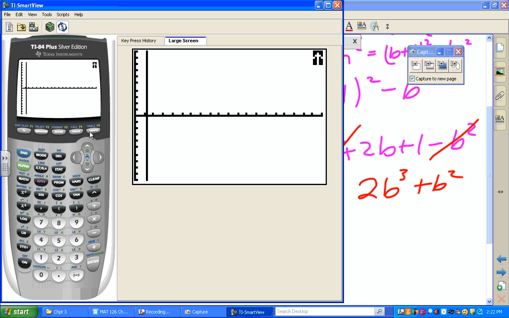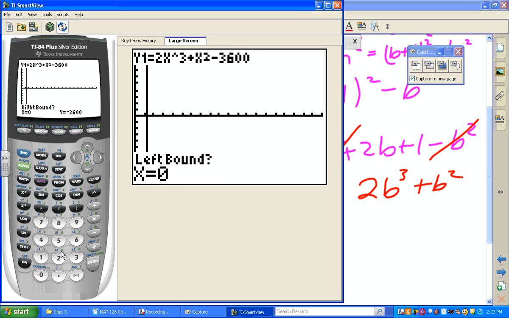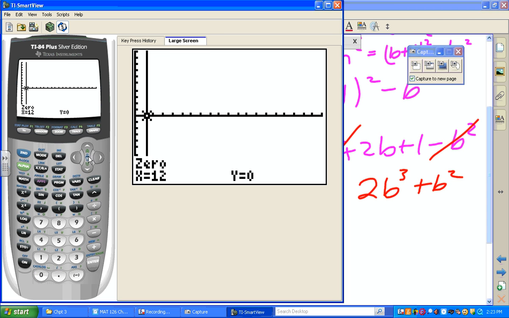Calculate the zero, 0 to 5. I don't know what that number is. What did I go by scale by? 10. All right, so I'll go 20, and then I'll go 10 for my guess. So the answer is 12. That's nice.